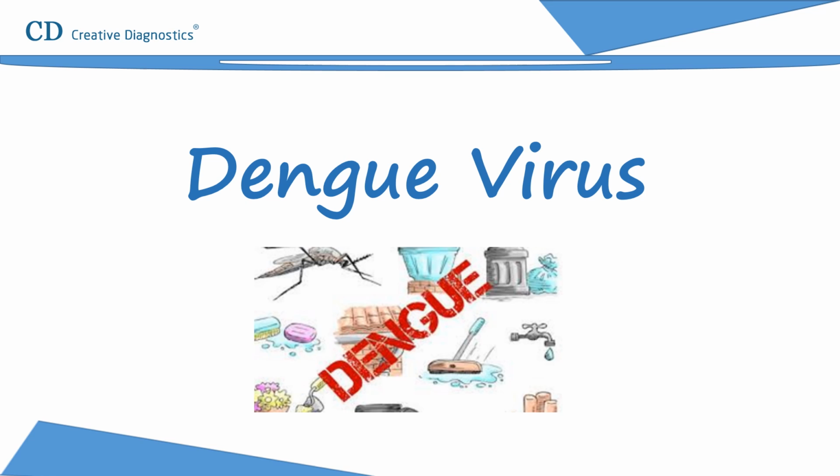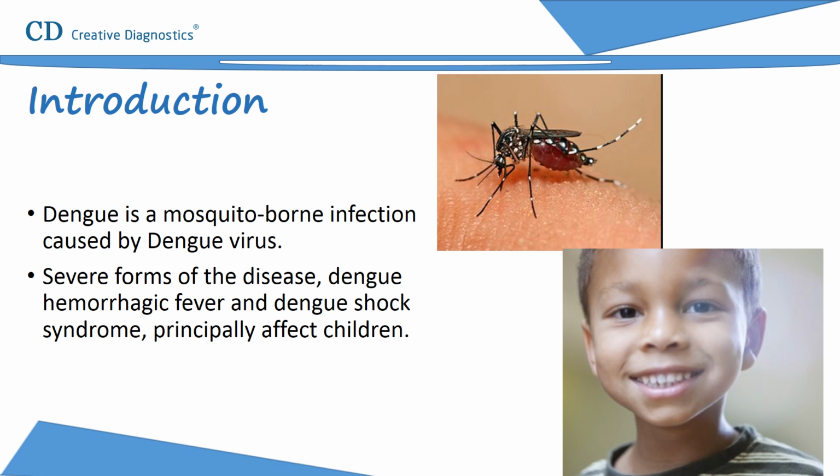We provide information on the dengue virus, including dengue introduction, signs and symptoms, dengue family, life cycle, diagnosis, treatment and prevention. Dengue is a mosquito-borne infection caused by dengue virus, which is characterized by fever, severe headache, muscle and joint pain, nausea and vomiting, eye pain, and rash. Severe forms of the disease, dengue hemorrhagic fever and dengue shock syndrome, principally affect children.